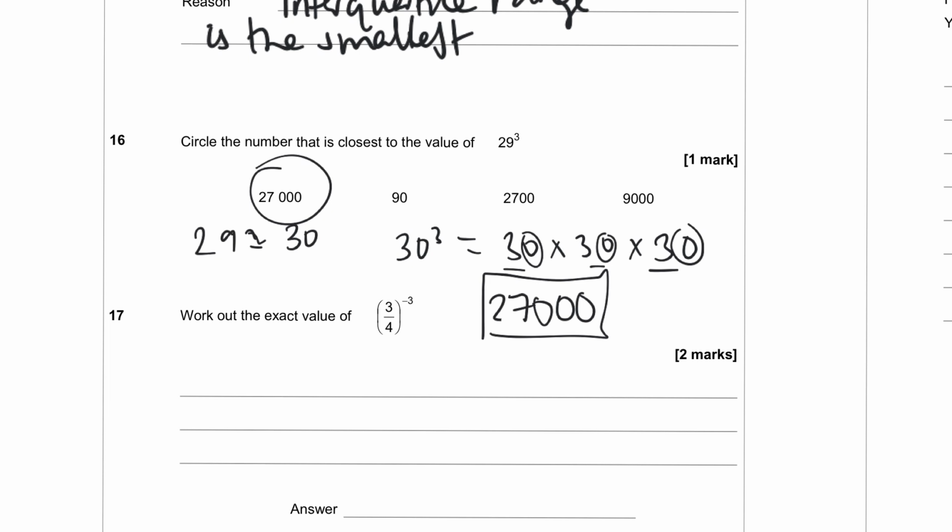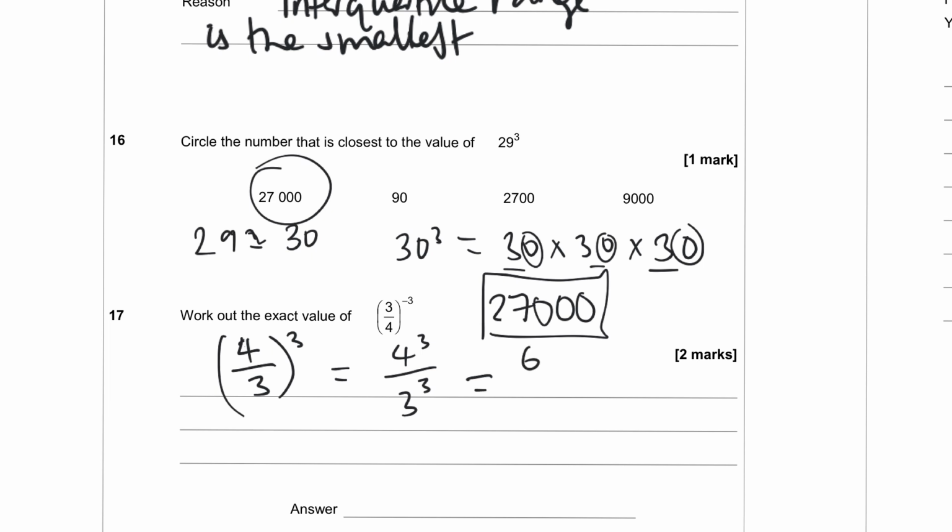So if we have a look, whenever you've got a negative power, I think I mentioned this in the Edexcel past paper if you watch that, you flip the fraction. So 3 over 4, flip it, and that would become 4 over 3 to the power of 3, because once you've flipped it, you can remove the negative. Then all we're going to do is cube everything. So you're going to do 4 cubed and 3 cubed.